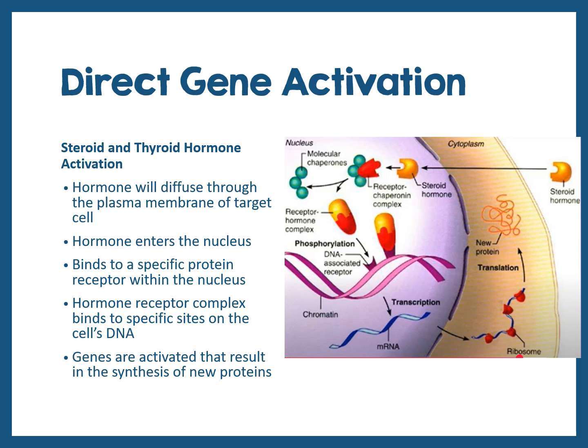The hormone binding to the receptor will make a hormone receptor complex. And that hormone receptor complex will bind to a specific site on the molecule of DNA. And that's going to activate that specific section of DNA. Remember that a gene is a section of DNA. So that gene will be activated, and the result will be the synthesis or production of new proteins. So then we'll have transcription occur in the nucleus, and translation will occur in the cytoplasm on a ribosome.